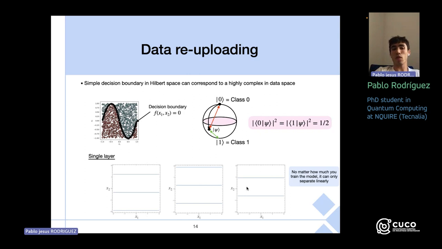So if your model is not expressive enough, you can be training your model for years and you will not be able to perform a good classification. So you need to ensure that your model is able to reproduce some kind of function.